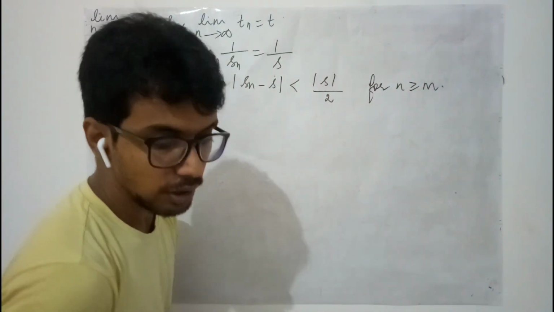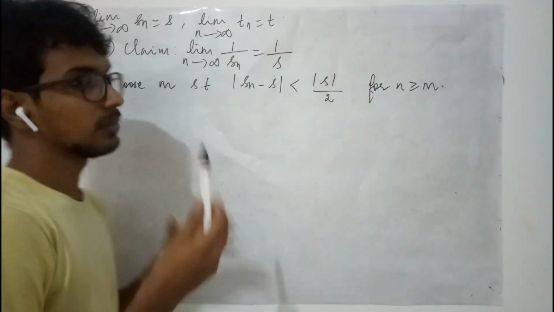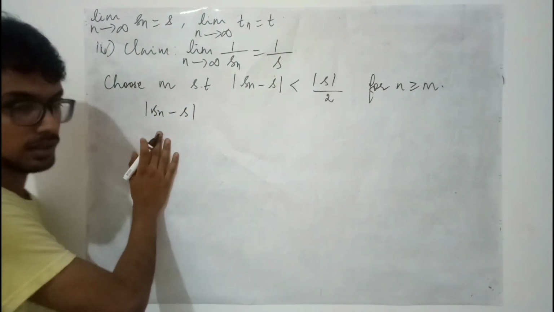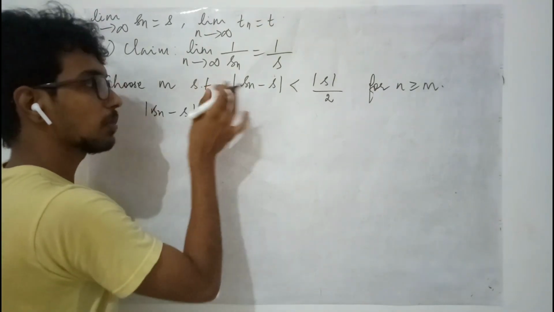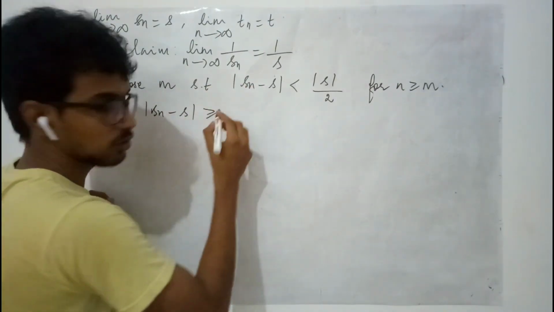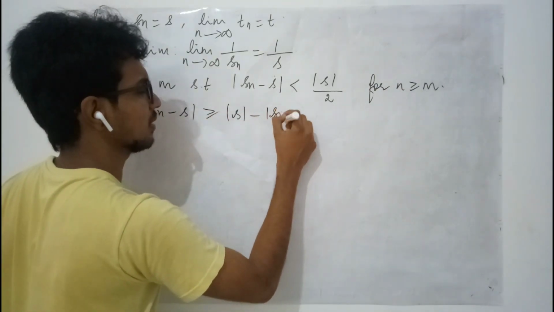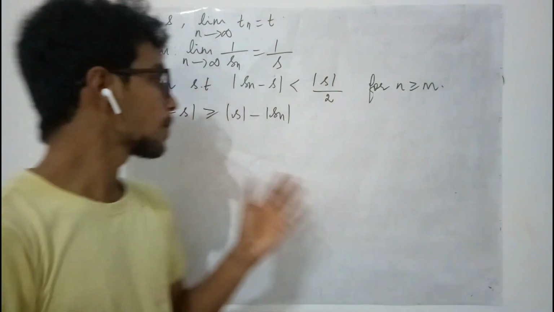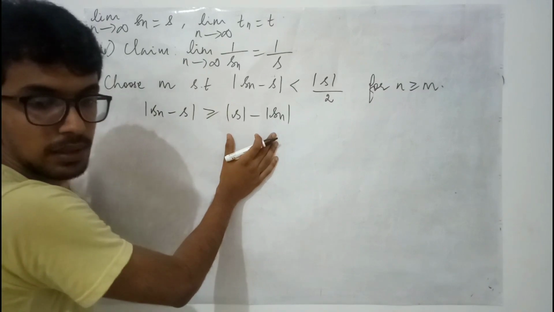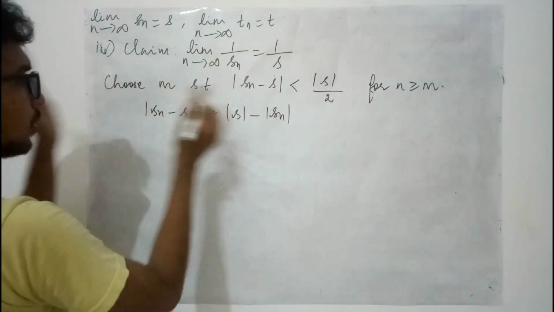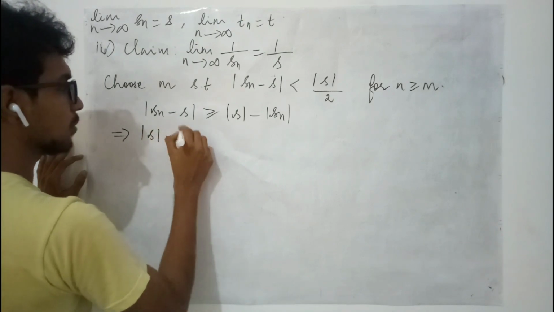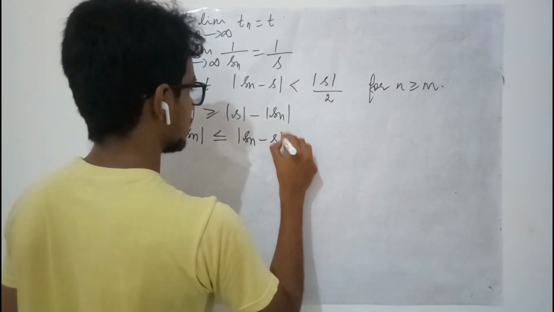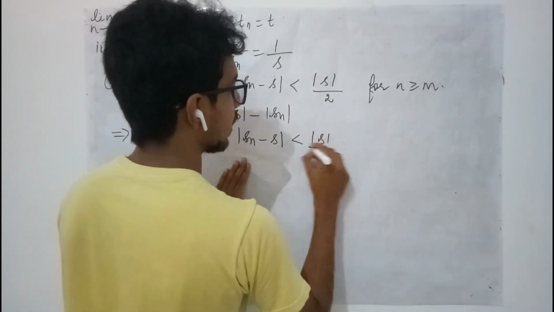After choosing this, what are we going to do? We are going to play with something. You have absolute of this thing, right? Using the property of the absolute, you may also write this to be absolute of s minus absolute of Sn. You may write it in either way. This is just a matter of convenience. I am taking it in this form, and now this tells you absolute of s minus absolute of Sn is smaller than or equals absolute of Sn minus s, and this is less than absolute of s upon 2.